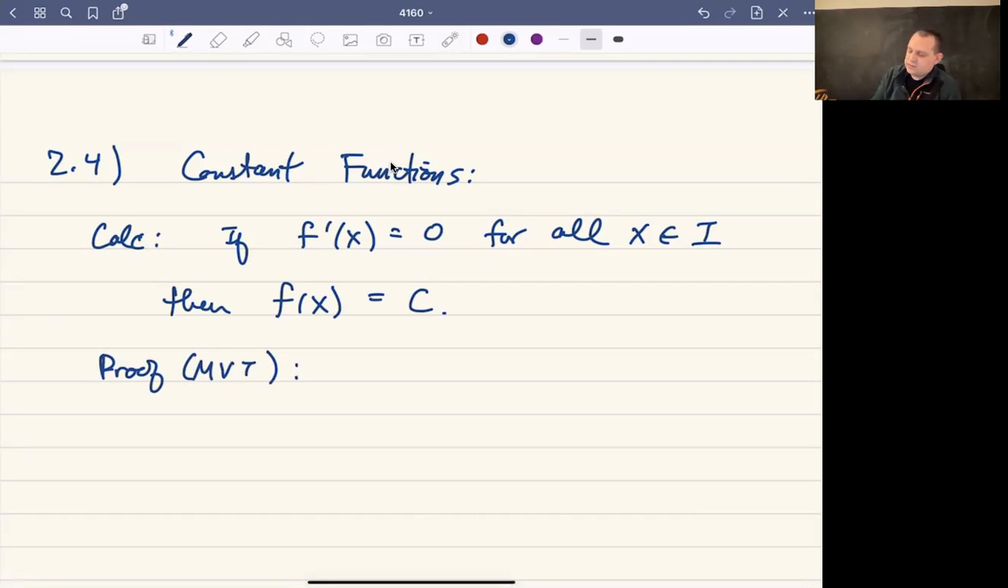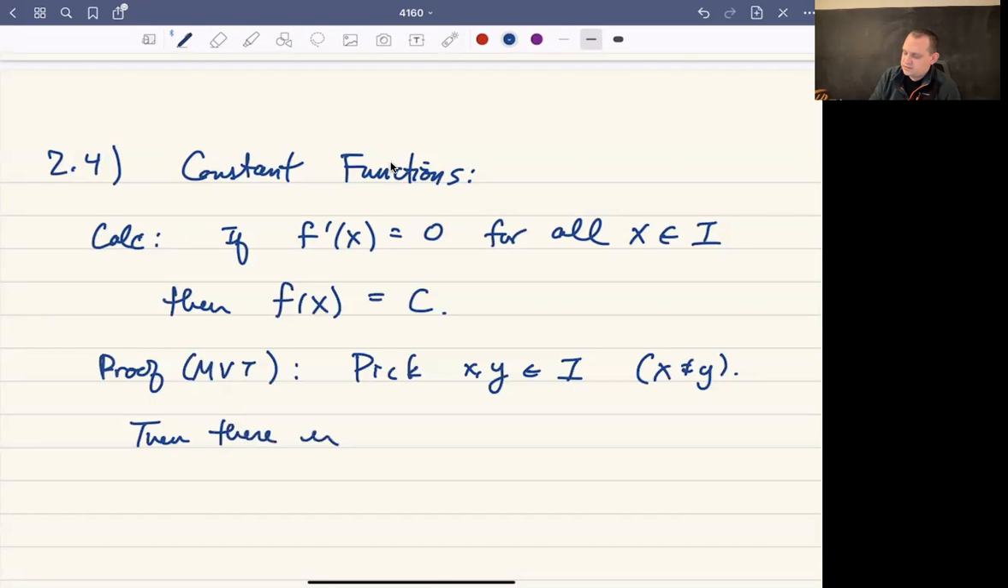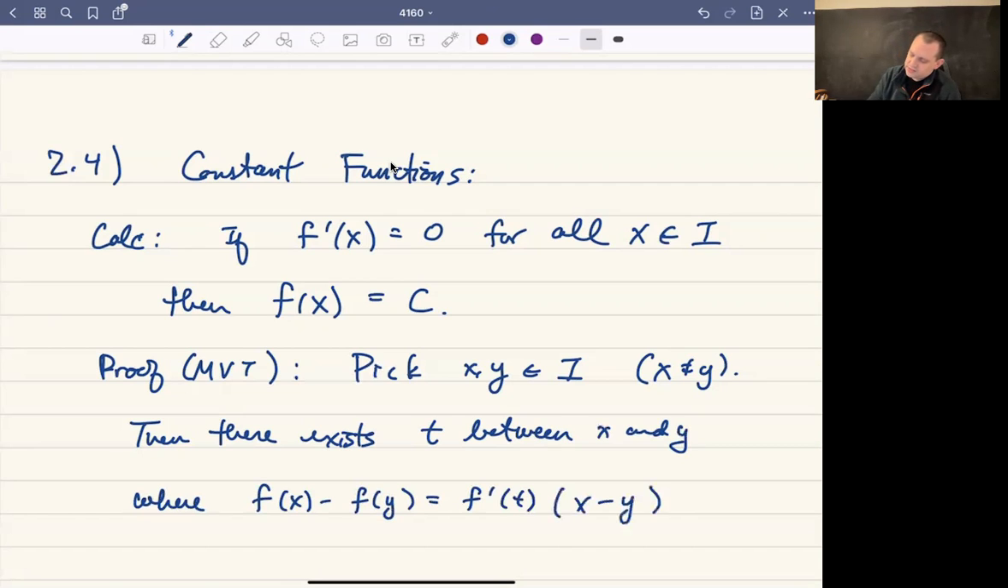If you want to see that in action, what that means is that pick two values, say x and y in I. Of course, I mean two different values. Then we know that in between x and y, there exists some value. Let's call it a t between x and y, where we have that f of x minus f of y equals f prime of t times x minus y.